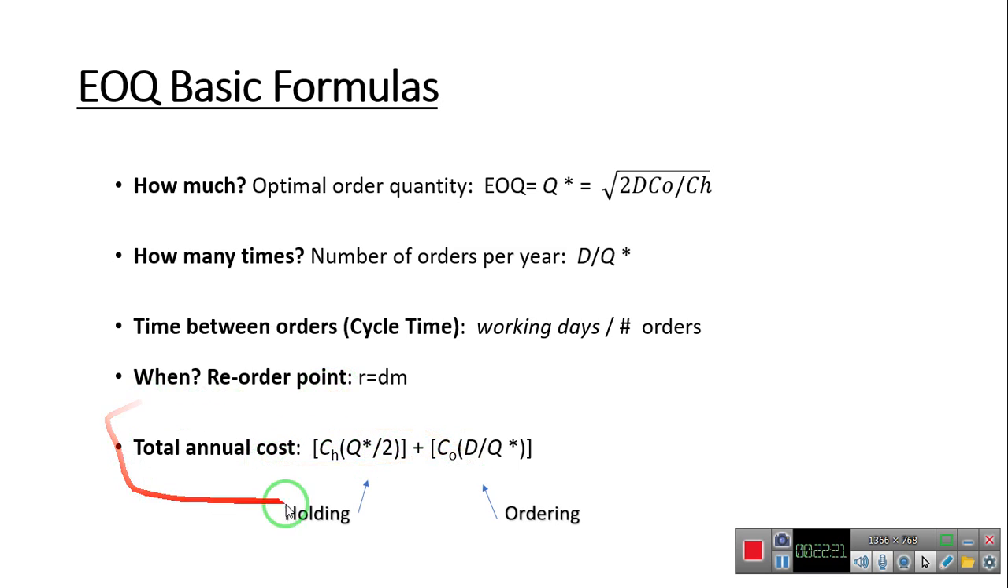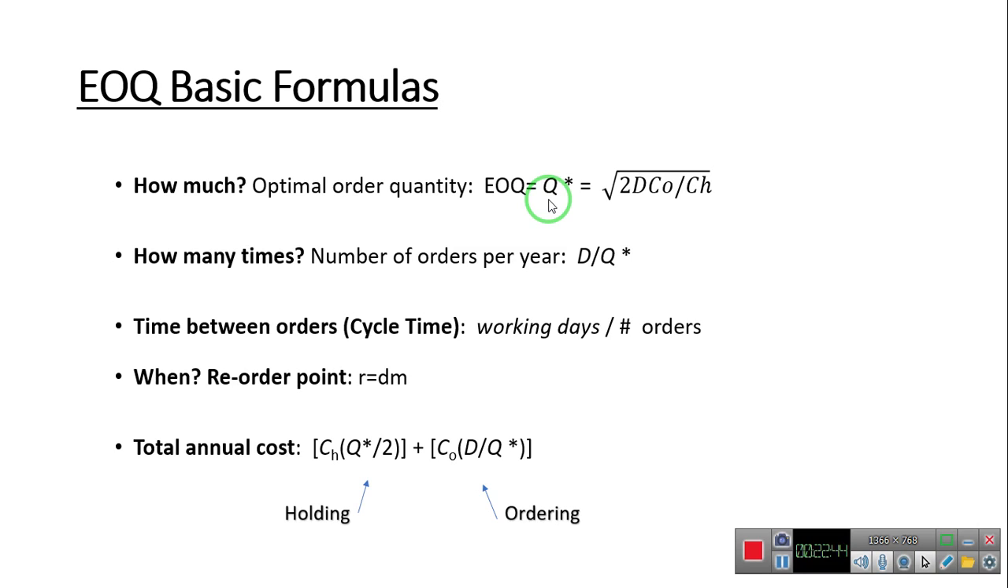Which, remember, this is what we're trying to minimize. This is what we care about. And it has two components, remember, the holding and the ordering. The top equation, how much? That's the main equation. That's the one that is going to drive everything, and that's the one that is going to vary the most. This is what we call EOQ.